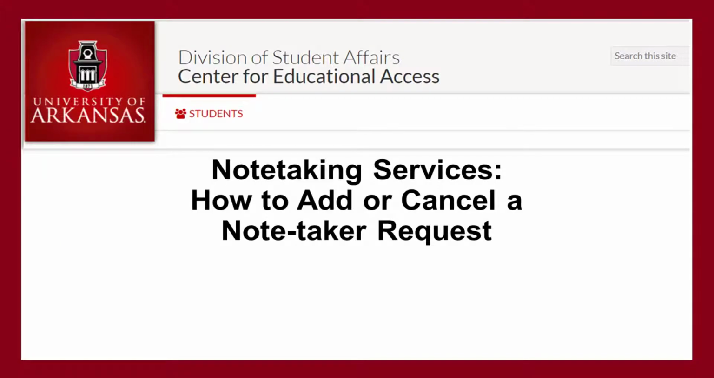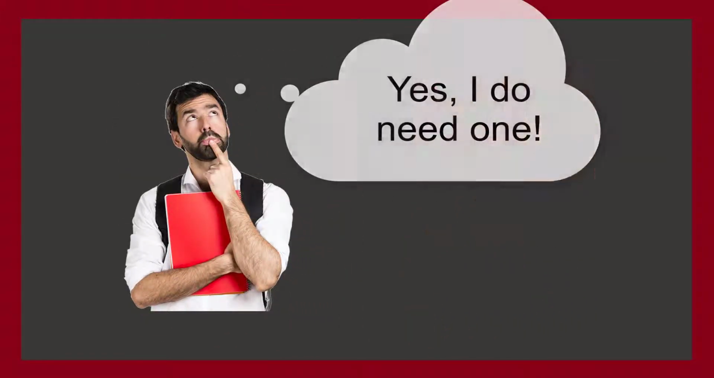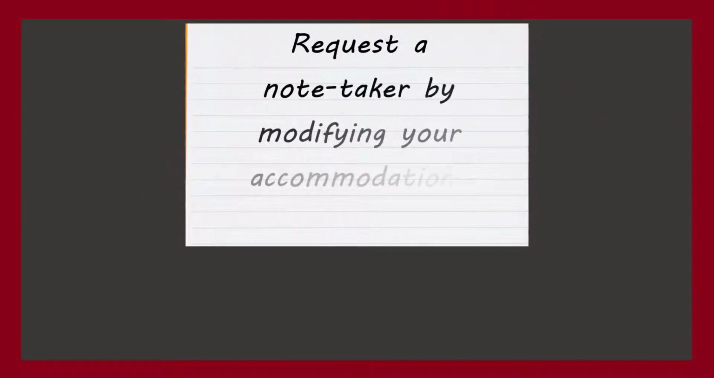This tutorial will guide you through the process of adding or canceling a note-taker request. If you initially thought you didn't need a note-taker, but later, after attending class, you decide that yes, you really do need a note-taker, you can request a note-taker by modifying your accommodations request. This can be done at any time during the semester.